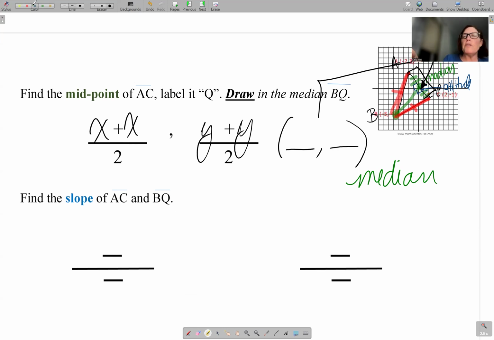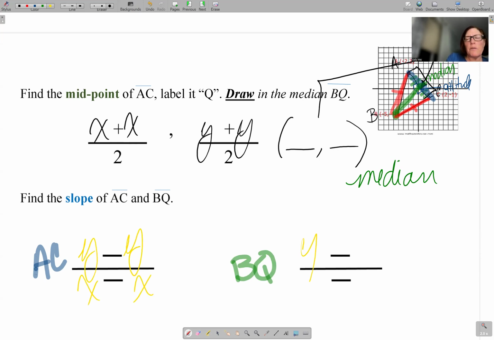Finally, you would find the slope of AC, and you would find the slope of B to that midpoint, which is going to be Q. And remember, slope is y minus y over x minus x, rise over run. You want to prove that there's a right angle there. Well, when things meet at a right angle, the slopes are opposite reciprocals of each other. So they should multiply to -1.